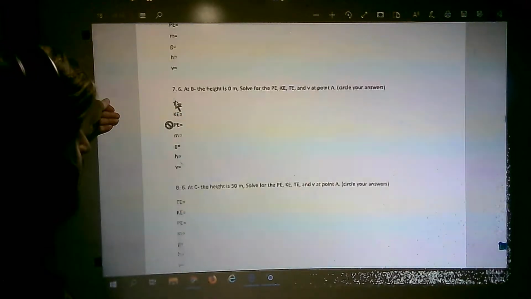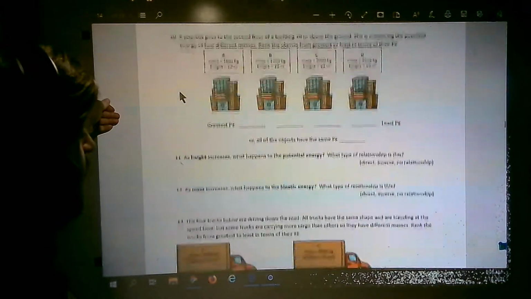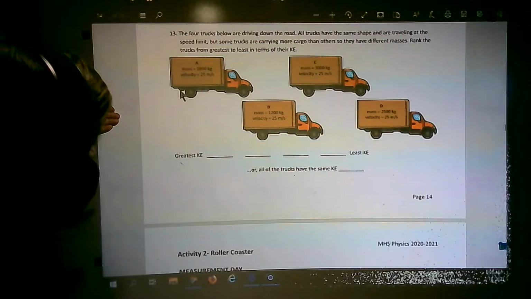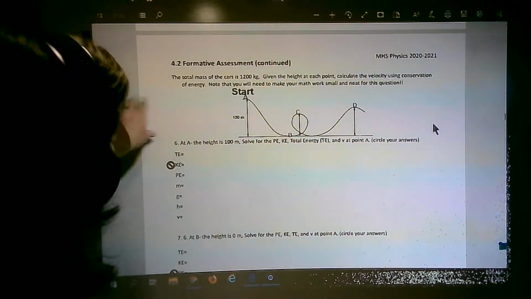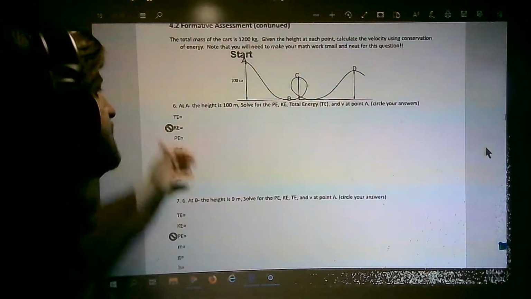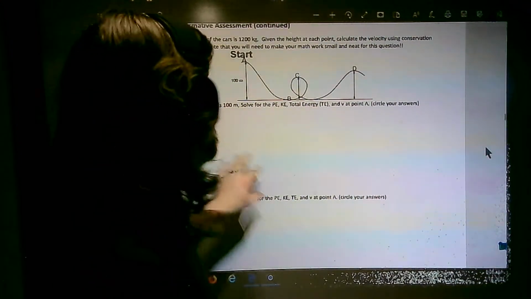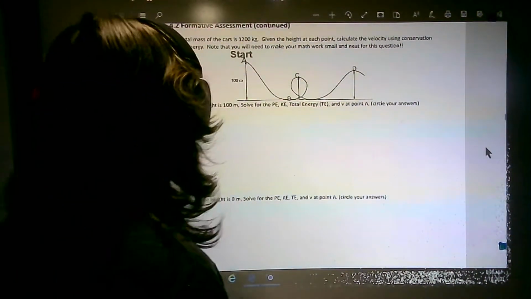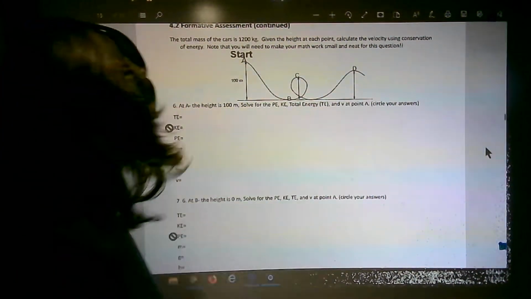Formative assessment 4.2. This is going to be on pages 13 and 14 in your packet. So in here, if you've just watched the notes video, the process is going to be almost exactly the same. I'll run through, get these set up and give you your answer so you can check if you are right or not, and you'll be able to follow the process along the way.